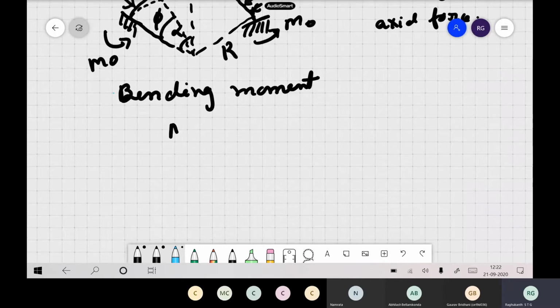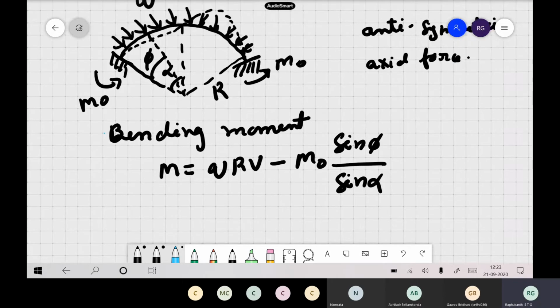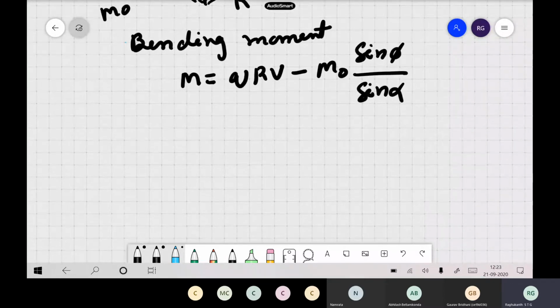If you try to find the bending moment diagram, the shear Q or V is the same as the previous case, but you can easily calculate it: sine phi by sine alpha. So this is our bending moment diagram. Suppose it is a semicircular arch, now what will be alpha? We have said alpha is equal to pi by 2. What is sine 90? 1. So it becomes M naught into sine phi. That is how you can calculate the bending moment diagrams.